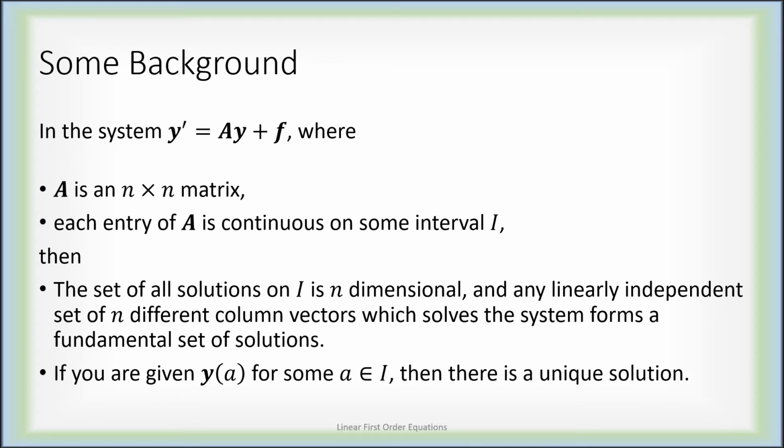And if you are given y of a for some point in the interval, that's now an initial value problem. Here we have a first order differential equation with y as a column vector being your function. If you are given the value of that column at some point inside the interval where everything is continuous, then there is in fact a unique solution. So this matches our typical way of approaching initial value problems. If we have a first order differential equation and we know the value of the function at a point, there is a unique solution.